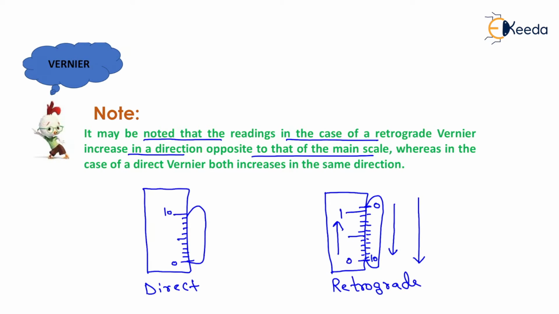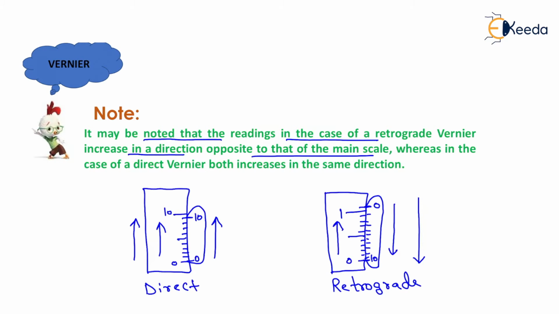Now in direct vernier, reading will start from 0 at this point and at this point, that is 10. In case of direct vernier, main scale as well as vernier scale reading will be increasing in this direction only, and the overall reading increases in the same direction as that of the main scale.